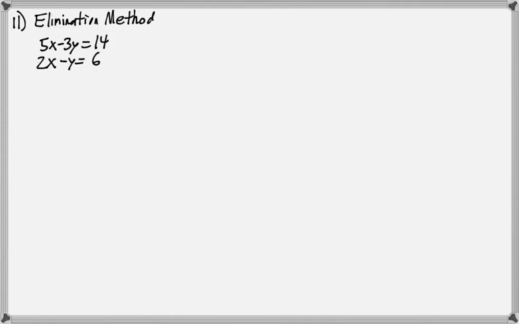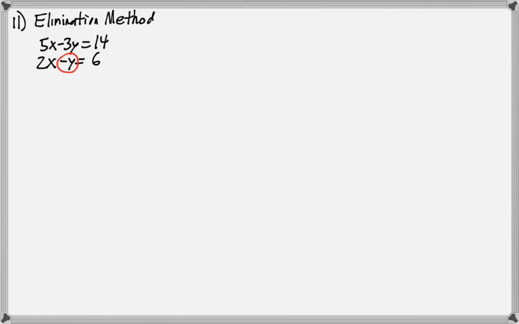And what we want to have happen when we add these up vertically is we want one of the variables to go away. So if I try to get rid of my y's, I have a negative 3y here. And the thing that will eliminate a negative 3y is a plus 3y. So if I had a plus 3y here, that would eliminate this negative 3y. So somehow I need to get a plus 3y here.